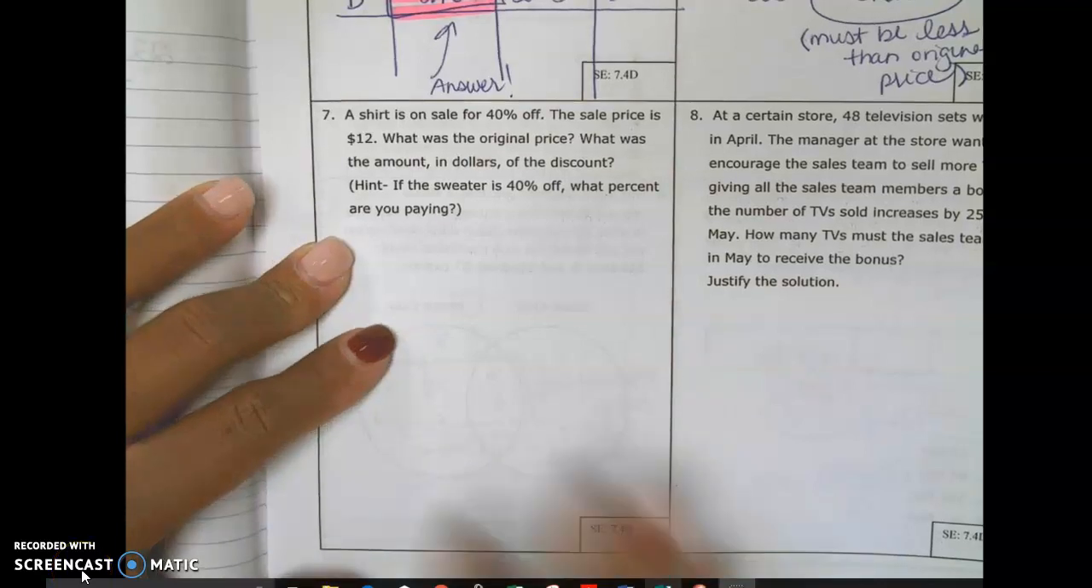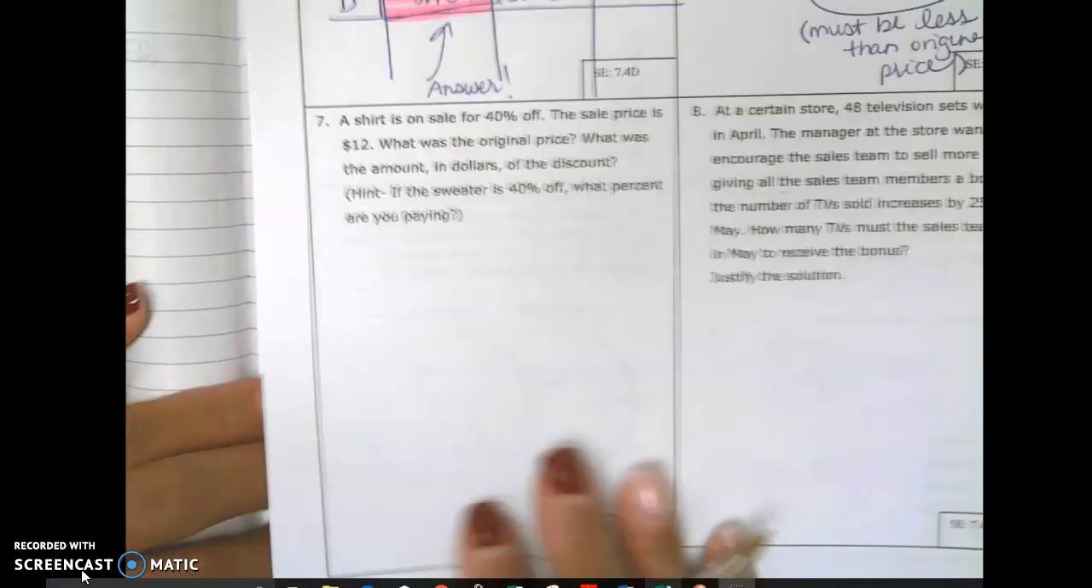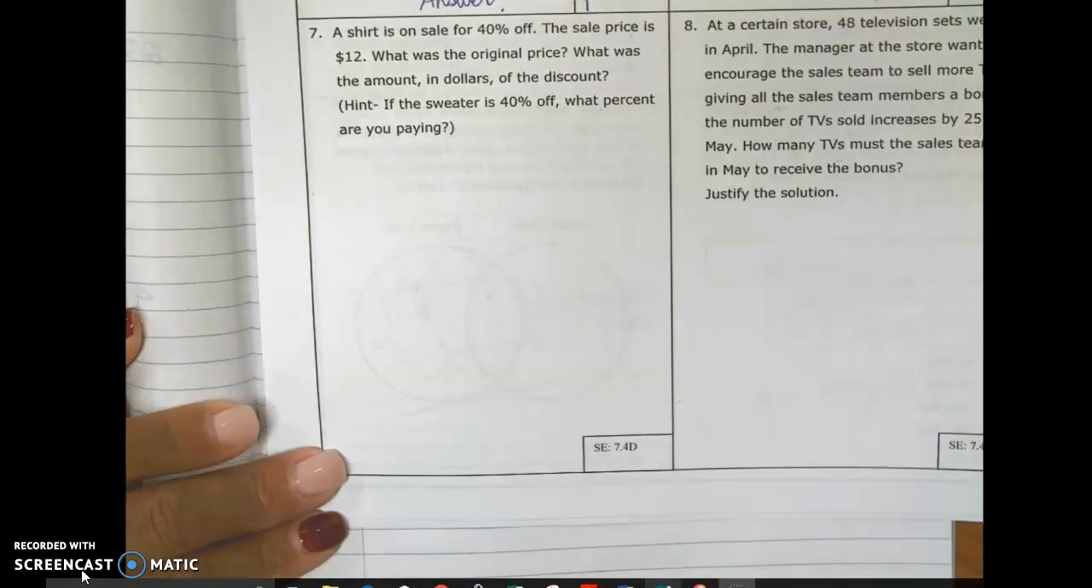What page are we on? The third one? Yes. Third one, question 7.